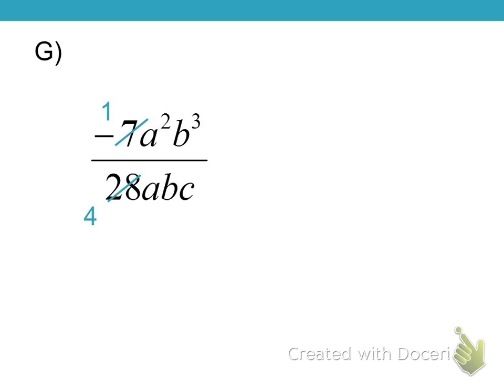All right, a to the 2nd over a to the 1st gives us a to the 1st in the top. B to the 3rd over b to the 1st gives us b squared in the top. Where does the c go? Stays on the bottom. Boom. You don't need the negative 1 up top. It's just kind of extra writing.